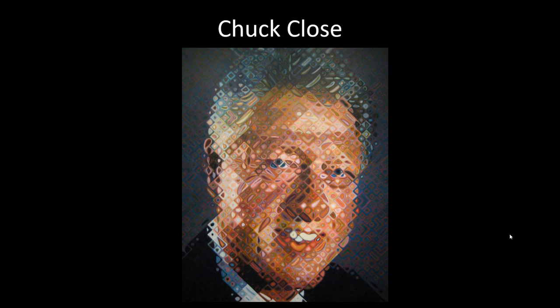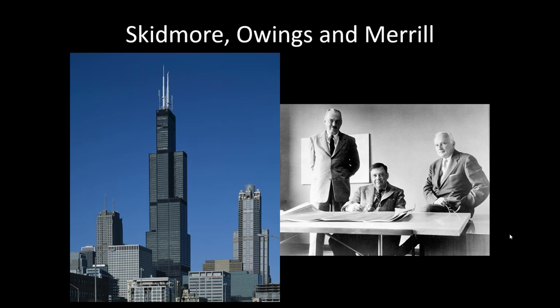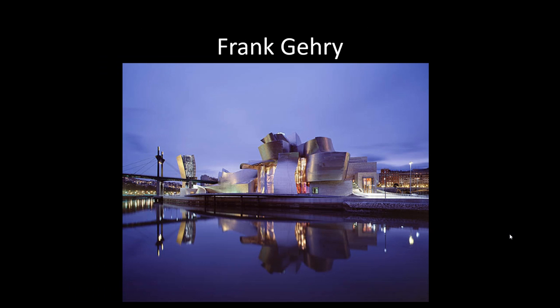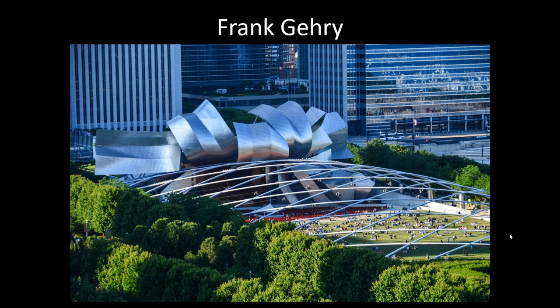He also did a presidential portrait of Bill Clinton. Then you have some famous architects: Utzon, who did the Sydney Opera House; Skidmore, Owings, and Merrill, who did the famous Sears Tower, or Willis Tower, in Chicago; and Frank Gehry. This is also in Chicago.